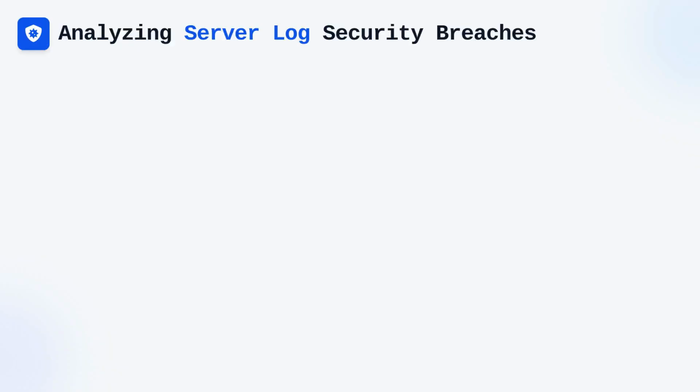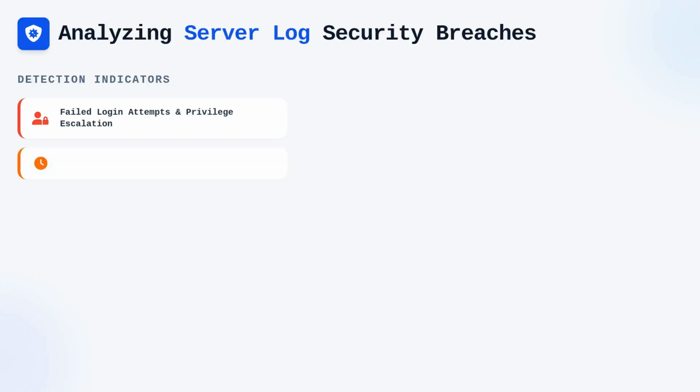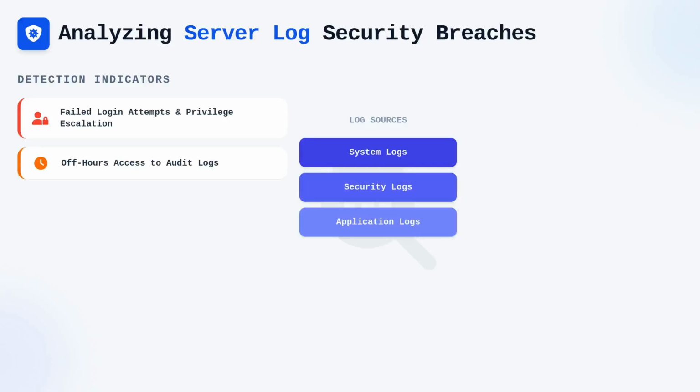Analyzing server logs to identify a security breach involves more than just reading the output. It requires filtering for patterns that deviate from standard operational behavior. Failed login attempts, unexpected privilege escalations, or access to sensitive audit logs during off hours are all indicators of a compromised environment. We must look across different sources, including system, security, and application logs, to build a coherent timeline of the incident.